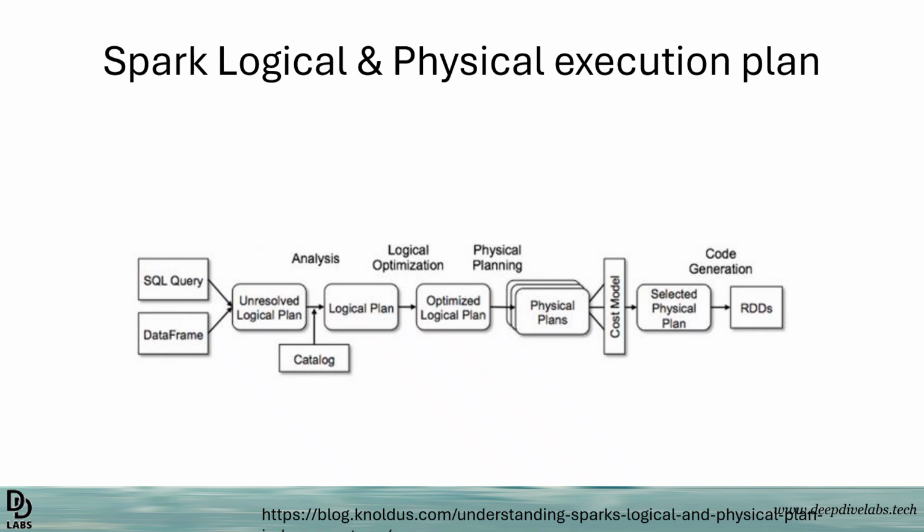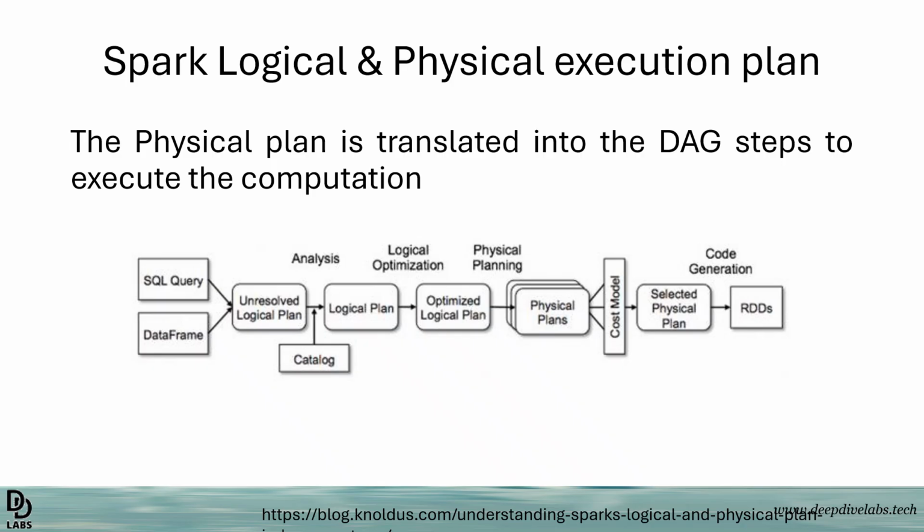So just to summarize, whenever there's a query that's put together in Spark SQL, Spark creates the logical and physical execution plan, right? So there is an unresolved logical plan followed by the logical plan, then an optimized logical plan after it goes through the Catalyst optimizer, and then the physical plan comes about, right? The physical plan is what gets translated into the DAG steps, the set of steps, your directed acyclic graphs that you see on your Databricks, right? To execute the computation itself, right?